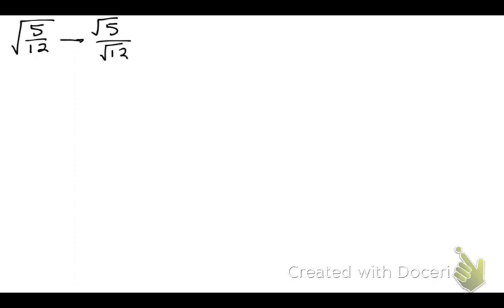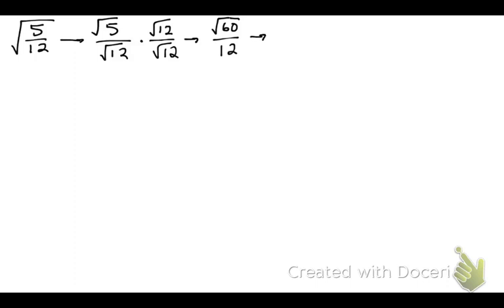And some of you may want to simplify the square root of 12 right now, and that's okay. You could do that. I'm going to multiply numerator and denominator by the square root of 12 over 12. I'm going to choose to do it that way, and that's going to give me the square root of 60, which probably simplifies, over 12.